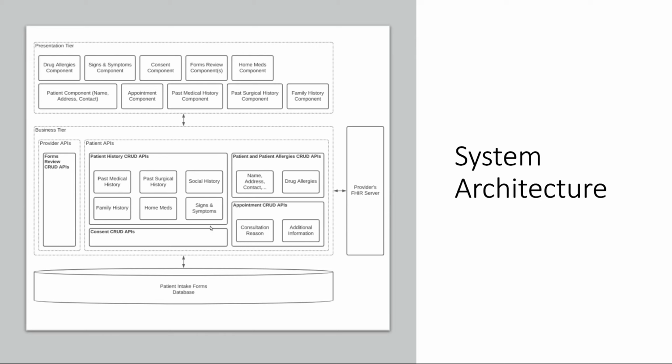The business tier shall contain the following components: patient history CRUD APIs containing past medical history, past surgical history, social history, family history, home meds, and signs and symptoms. Patient and patient allergies CRUD APIs containing drug allergies and patient intrinsic attributes like name, address, contact information, birth date, etc. Another component is the appointment CRUD APIs. These are things like consultation reason and additional information.